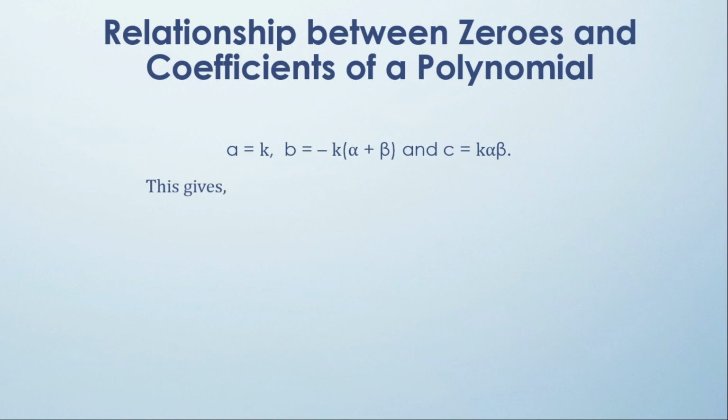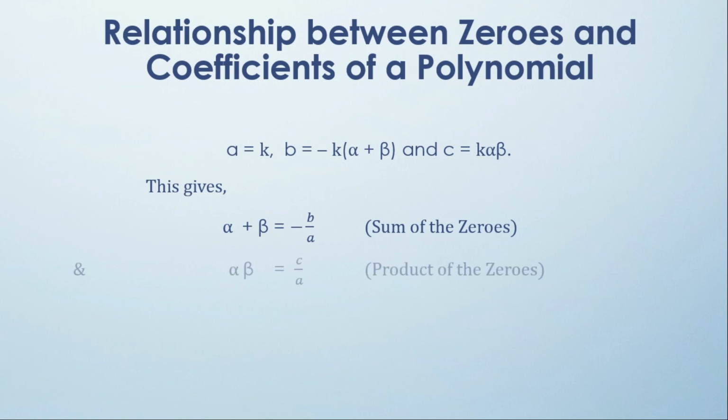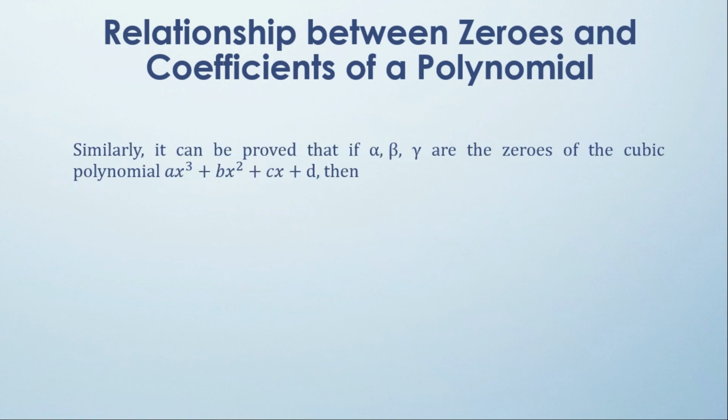Now this gives alpha plus beta is equal to minus b by a, that is the sum of zeros, and alpha beta is equal to c by a, that is the product of the zeros. Similarly, it can be proved that if alpha, beta and gamma are the zeros of the cubic polynomial ax cube plus bx square plus cx plus d, then alpha plus beta plus gamma is equal to minus b by a, alpha beta plus beta gamma plus alpha gamma is equal to c by a, and alpha into beta into gamma is equal to minus d by a.